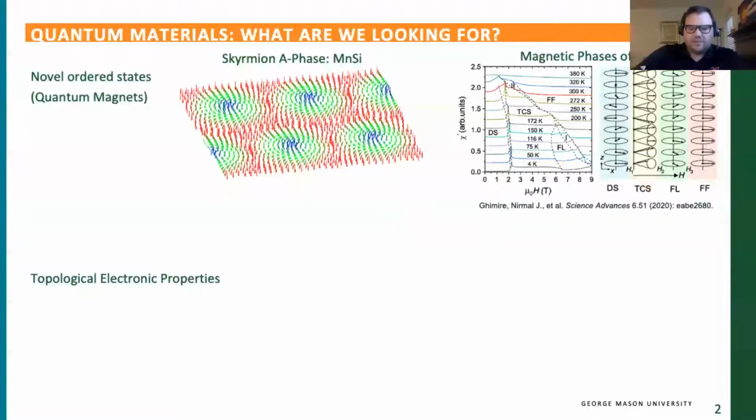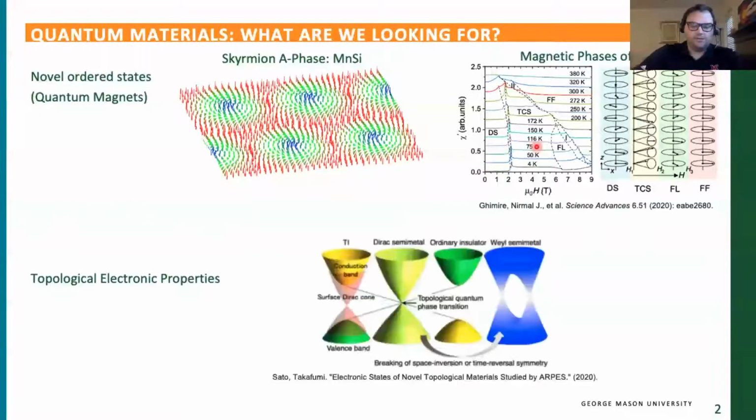And so in a system like this, yttrium manganese 6 tin 6, the material also exhibits topological electronic properties. And so when we talk about these, we mean that the typical conduction and valence bands of the material have linear band crossings. And so these various cones here are representative of such electronic bands.